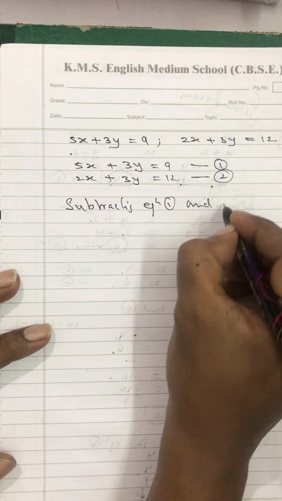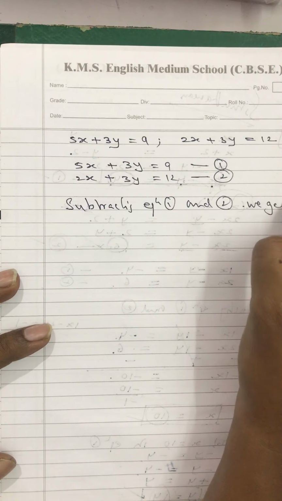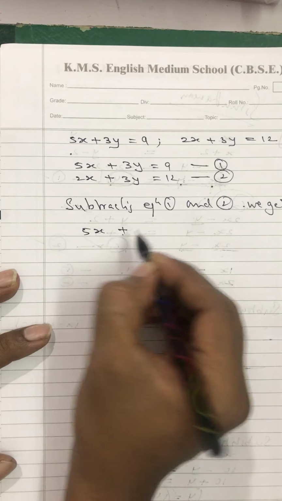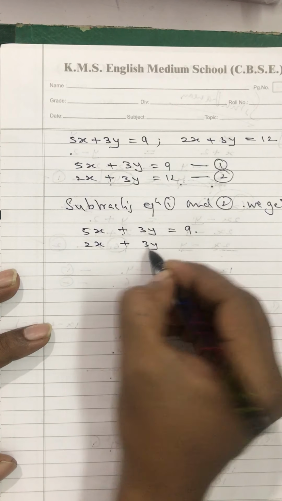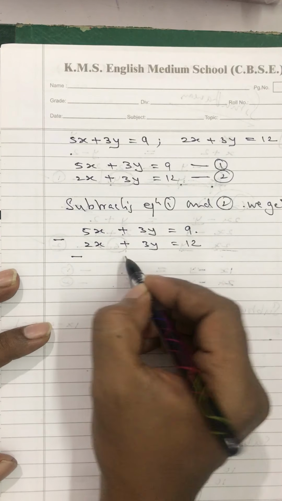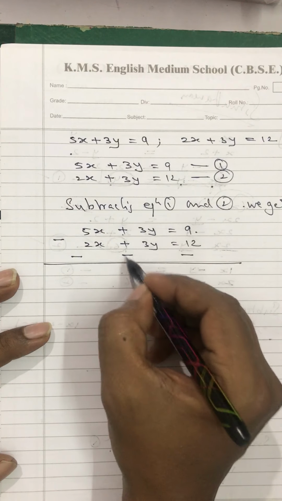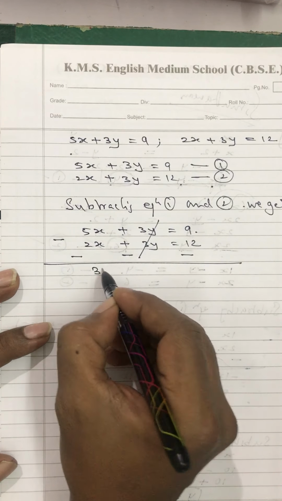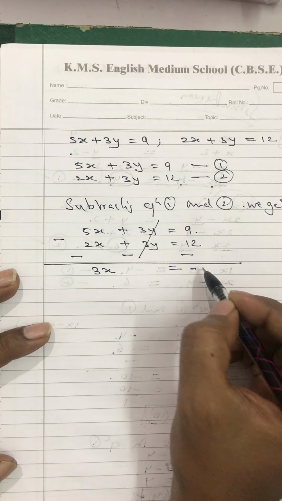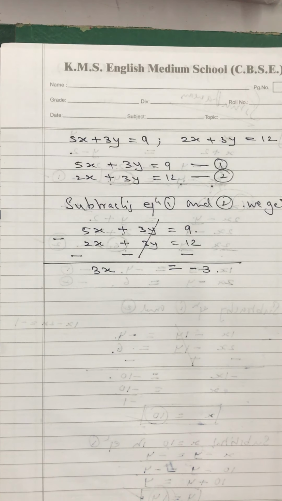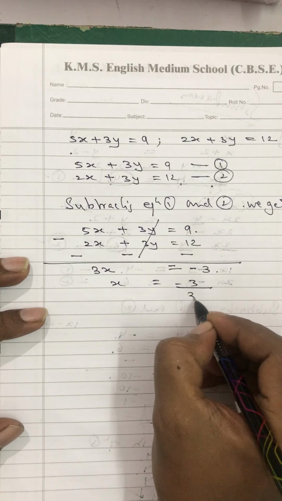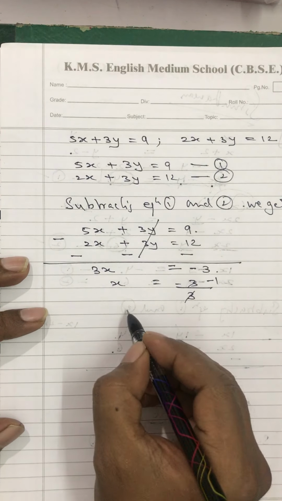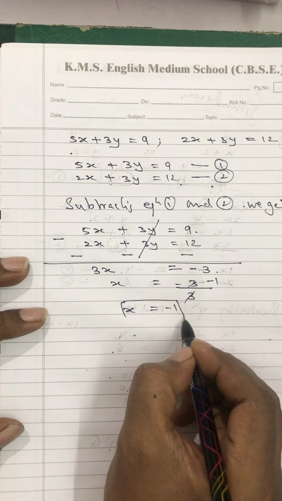equations 1 and 2, what do we get? 5x plus 3y is equal to 9, 2x plus 3y is equal to 12. Subtracting, minus, minus, minus, so what do I get? 3y minus 3y will go, 5x minus 2x will give you 3x. This will give you minus 3. Fine, 9 minus 12, sign of the greater number, minus 3. Then you will get x is equal to minus 3 upon 3, the 3s will cancel, but remember plus minus minus, x is equal to minus 1.